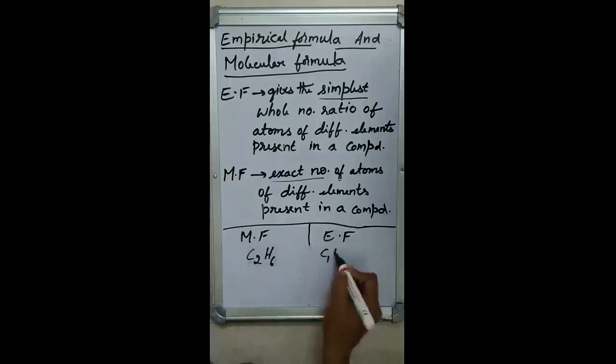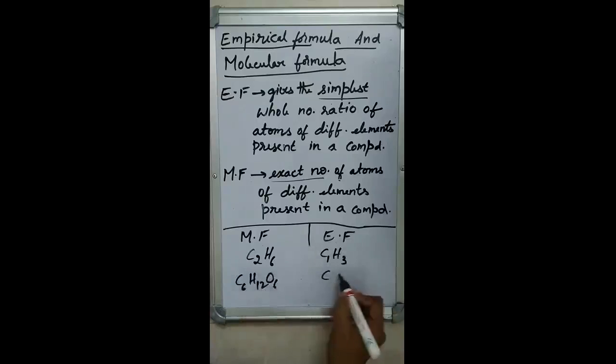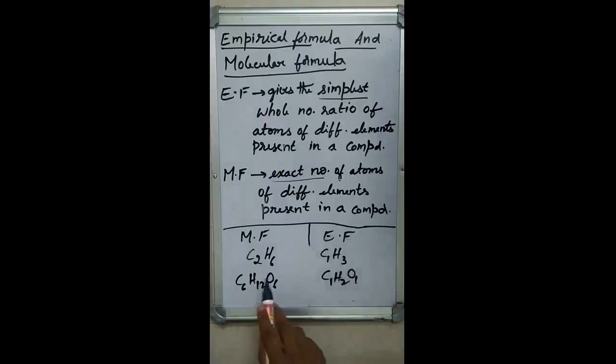It is a C1H3. Okay, so one more example I have given as glucose, C6H12O6. What is the empirical formula of glucose? That is C1H2O1. Okay, now just see this. Now what I will do, I will put an equal to sign.